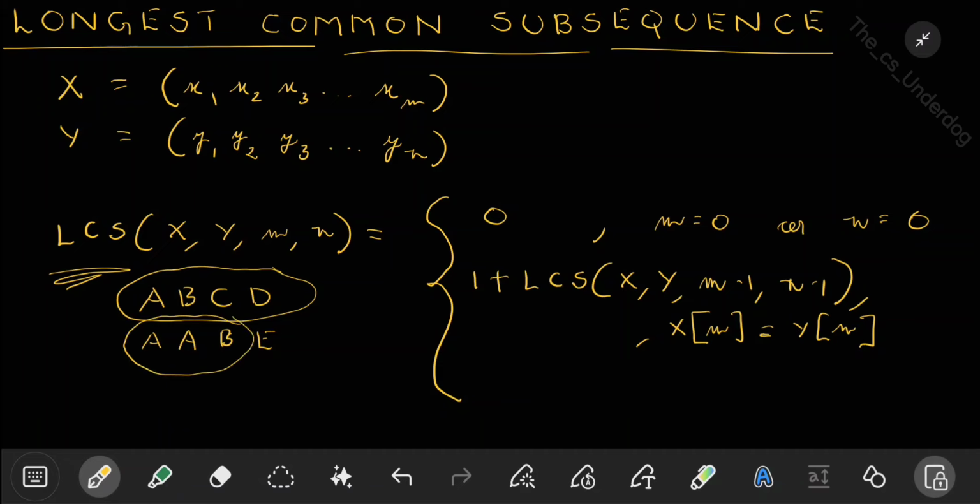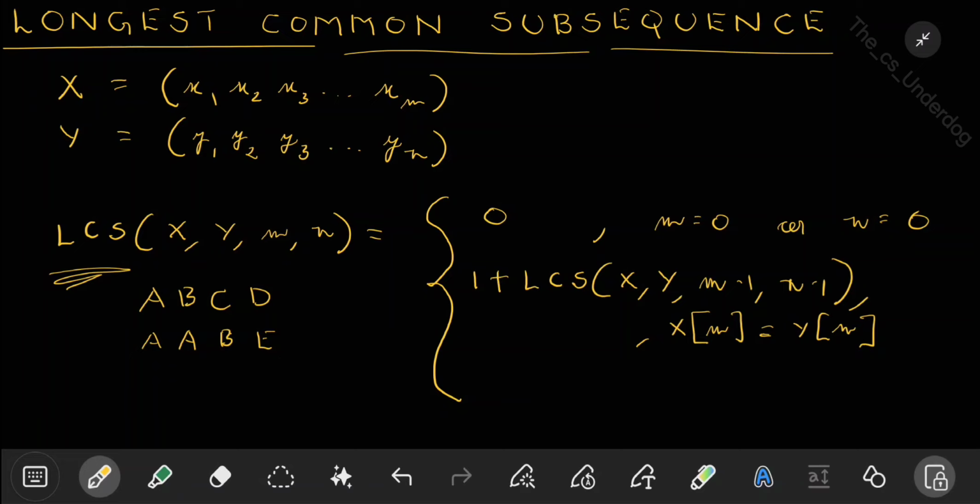This is one option. And the other option is, you have to take whole string y and this part of x. Why am I doing this? The reason is, last two, whichever be the last ones, they are not matching, which means you don't have a common subsequence from here. This is for sure. What is the next best thing?